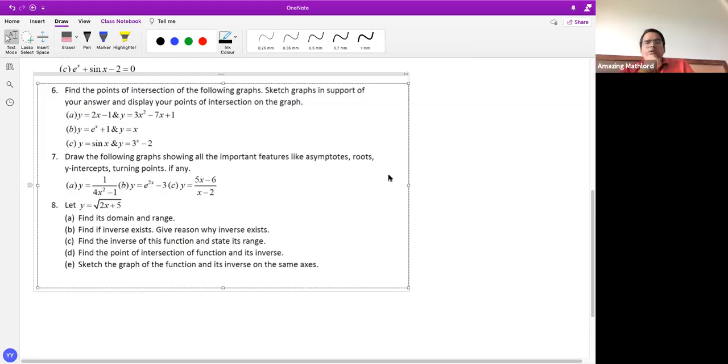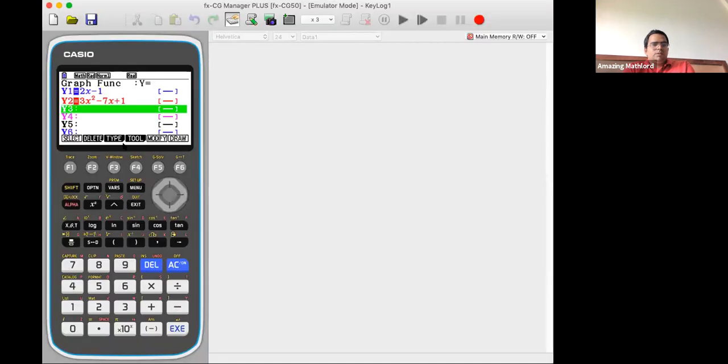For question number 6, what we just got to do is draw the graphs and see where they're intersecting, just like the GDC skills they're testing. First, let's plot these graphs on the calculator. I'm just going to take the first set, which is 2x minus 1 and 3x squared minus 7x plus 1. These are the two graphs that we have got, and now just execute.